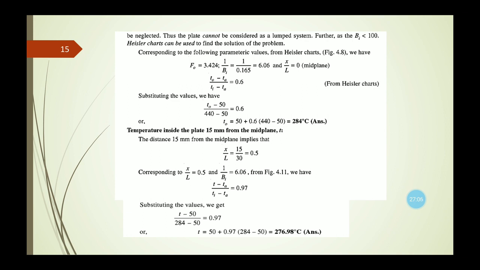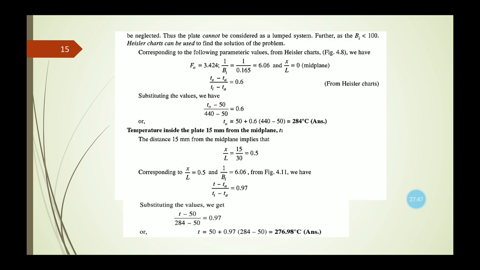Now how to use the Heisler chart? In the Heisler chart, the different values given are theta by theta naught, that is versus the Fourier number, and those values were given for 1 by Biot number. Now the Fourier number we have calculated here is 3.424. 1 by Biot number is also known to us, that is 6.06, and at the mid plane, x by L equals 0.